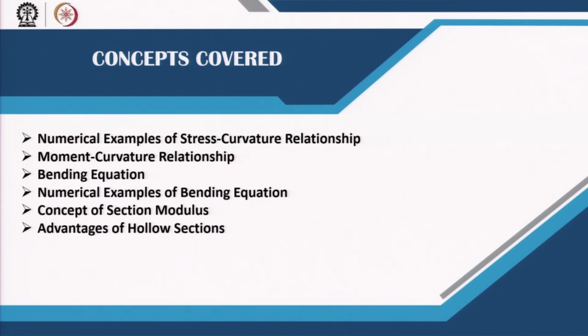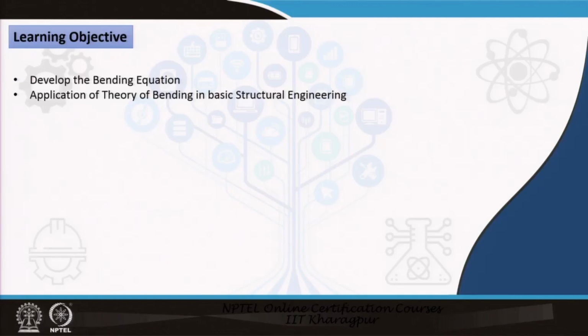We will do some bending equations, and based on that, numerical examples will be solved. We will see some concepts like the sectional modulus and the advantages of hollow sections. So, the learning objective is very clear: we have to apply the theory of bending stress in structural engineering. You will see how basic things in structural engineering can be mobilized by this equation of bending.